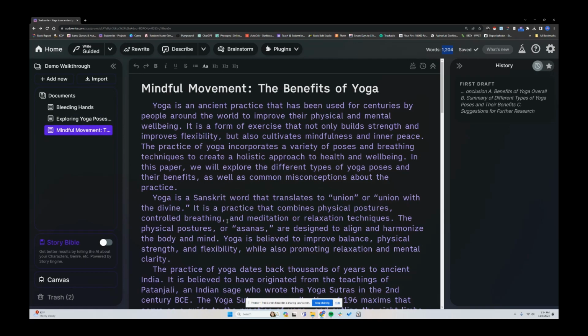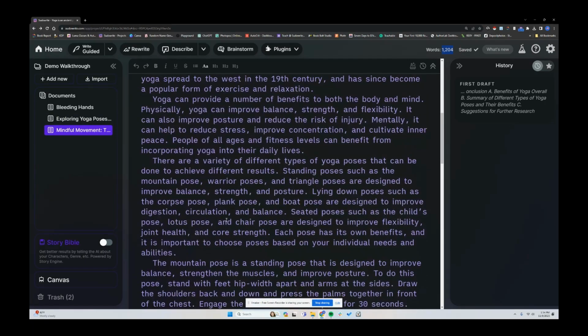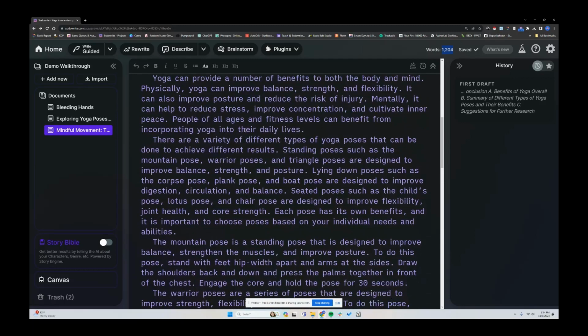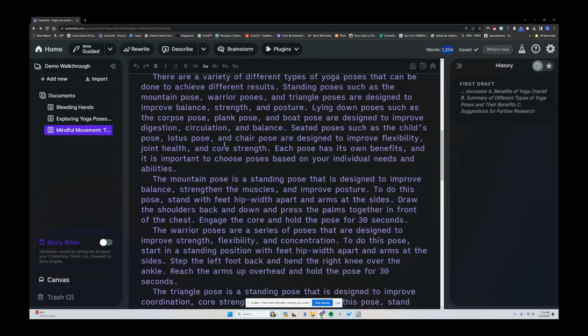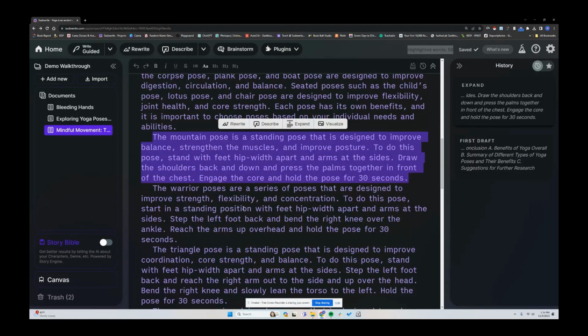So with this output, I could then easily come in here and say, since I'm on this editor screen with my laser tools and stuff up here, I can say, okay, we're on the mountain pose right here. Let's expand that.